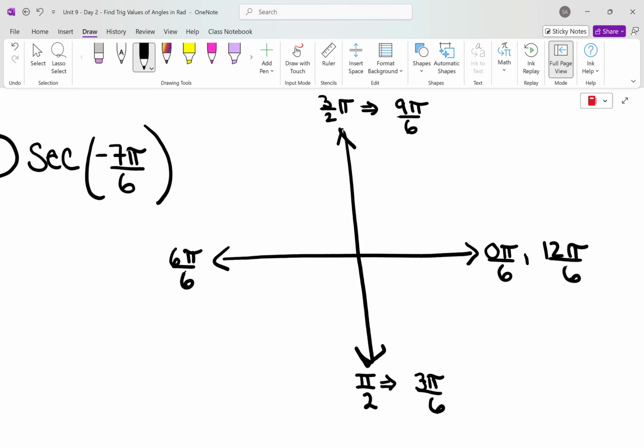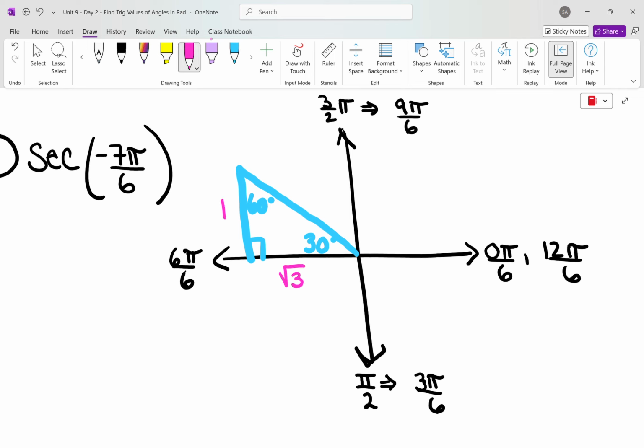And then we have the 3/2 pi, which is going to be 9 pi over 6. So which quadrant am I going to be in for negative 7 pi over 6? Wouldn't it be right here between 6 pi over 6 and 9 pi over 6? And then our reference angle is 30. Across from the 30 is 1. Across from the 60 is root 3. Across from the 90 is 2.